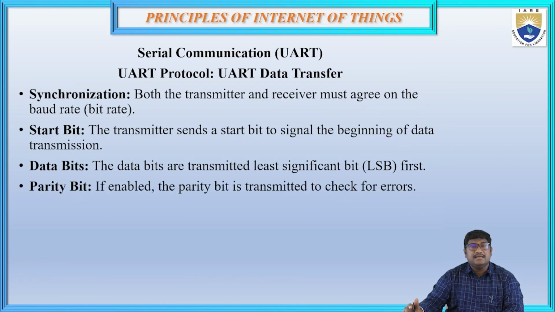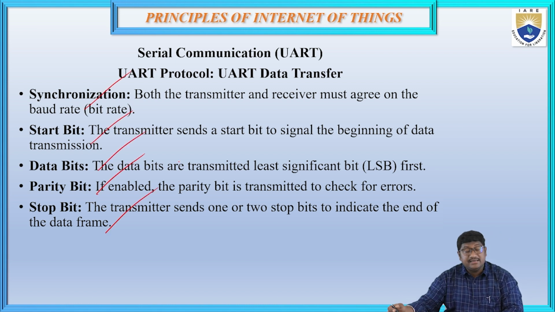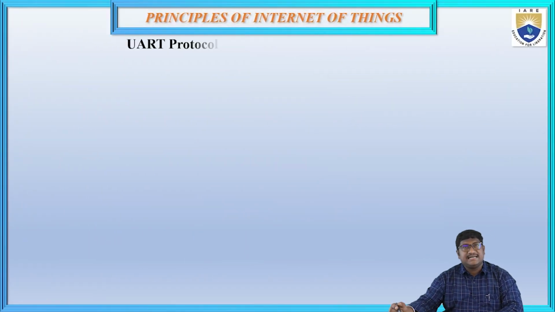And the data transfer. Data transfer is based on synchronization, start bit, data bits, parity bit, and stop bit. In synchronization, transmitter and receiver must agree on the baud rate. The start bit signals the beginning of the frame. Data bits are transferred, least significant bit first. The parity bit is transmitted to check for errors. And the stop bit transmits 1 or 2 stop bits to indicate the end of the data frame. The idle state is 1.